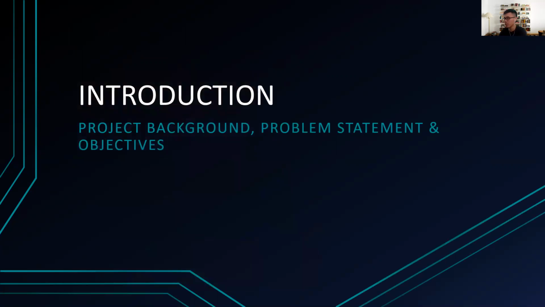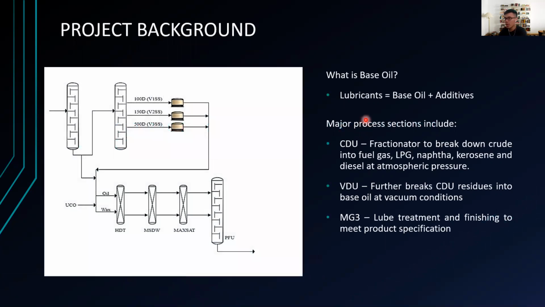So here's the project introduction section. To begin with, what is base oil? Base oil is essentially lubricants without the additives. Base oil may have many grades, which are mainly defined by some of these key properties, namely KV100, which stands for kinematic viscosity at 100 degrees Celsius, VI, which stands for viscosity index, pour point, NOAC, and CCS, which stands for cold cranking simulator.